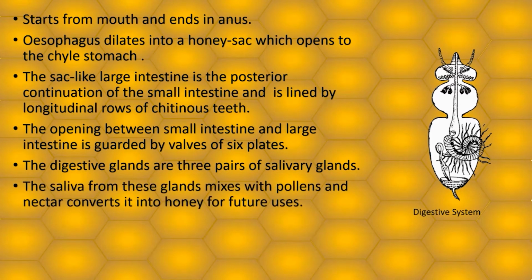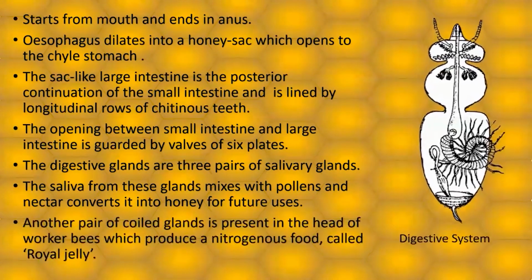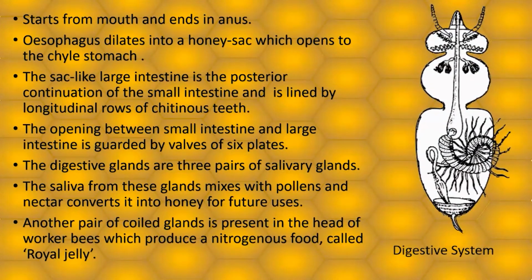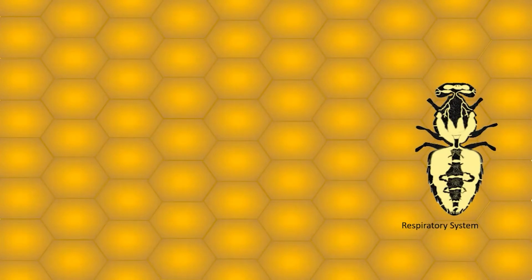The saliva from these glands mixes with pollen and nectar, and it is converted into honey for future use. Another pair of coiled glands is present in the head of the worker bees, which produce a nitrogenous food called royal jelly. Next comes the respiratory system.